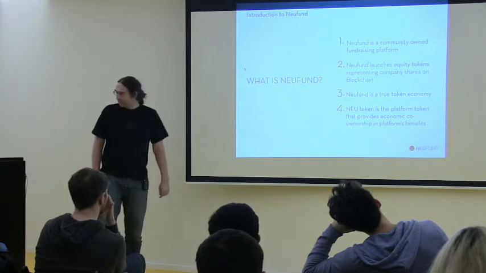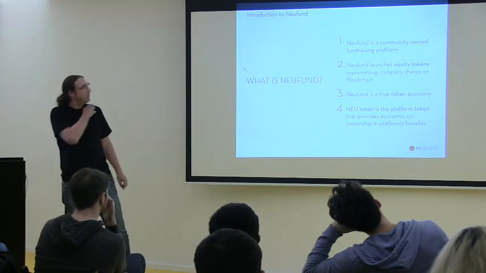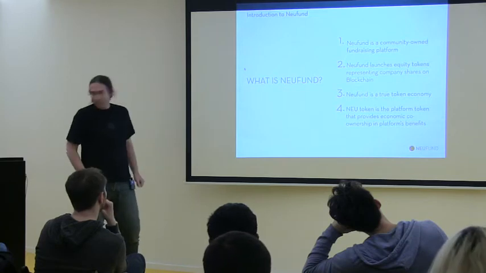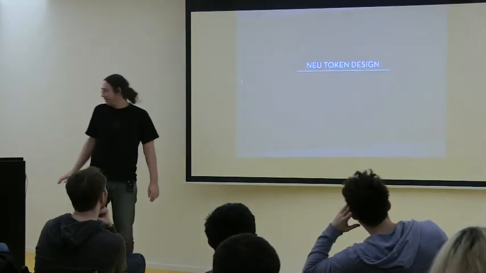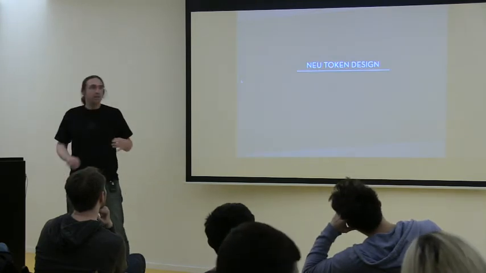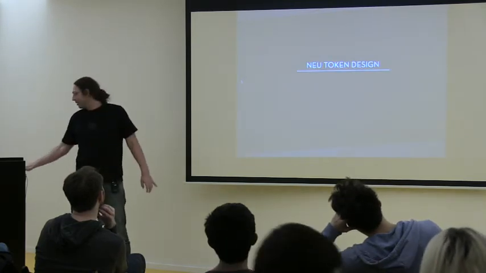So I'm going to talk about the tokens that we've got, and the first token I'm going to talk about is called the Neu token. It's a token that basically represents the value of this platform.